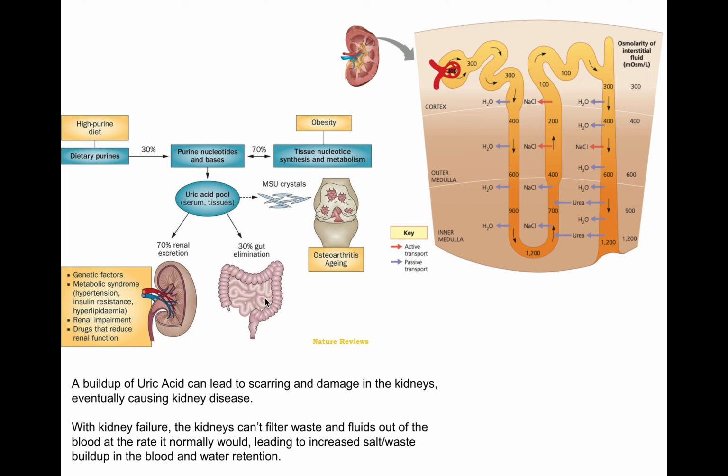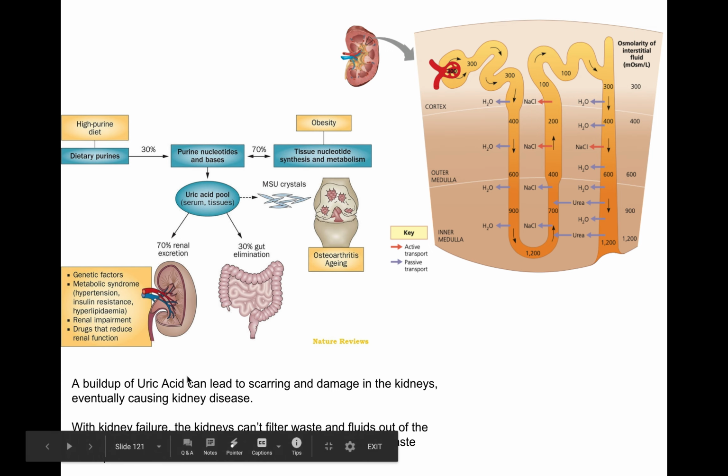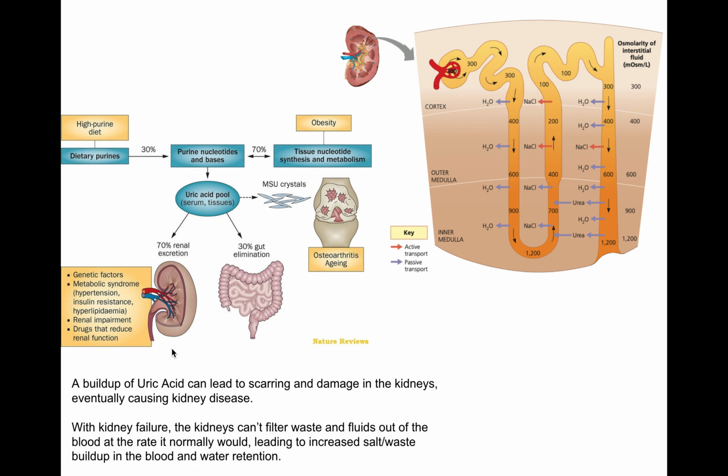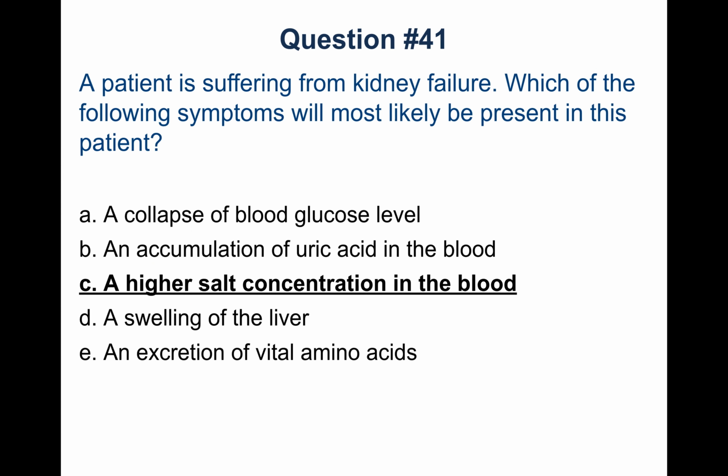So 30% will be eliminated in the gut through your small and large intestinal tract, and 70%, 2/3, will be excreted through your renal system, through the kidneys. All right, so when you've got these crystals going through the kidneys, your body can help clean it out, but they can cause scarring and damage to the kidneys. So eventually, over time, you can get kidney disease and kidney failure from that uric acid. So not necessarily the other way around.